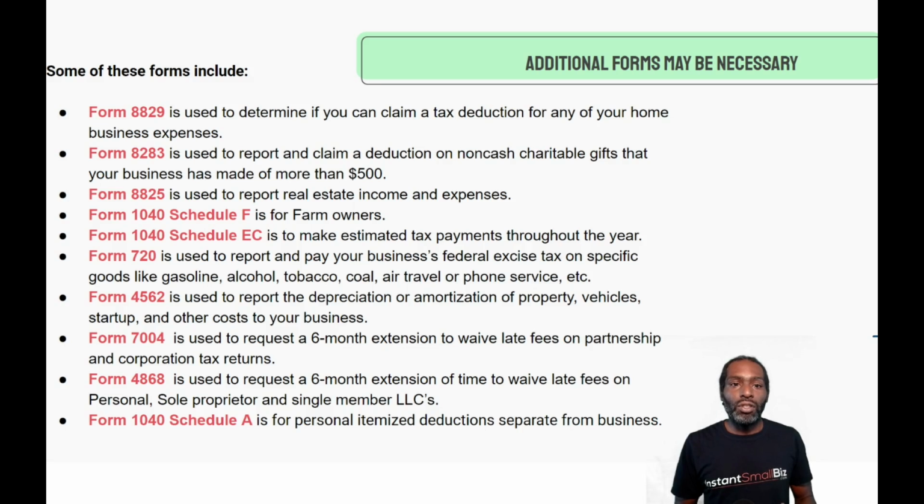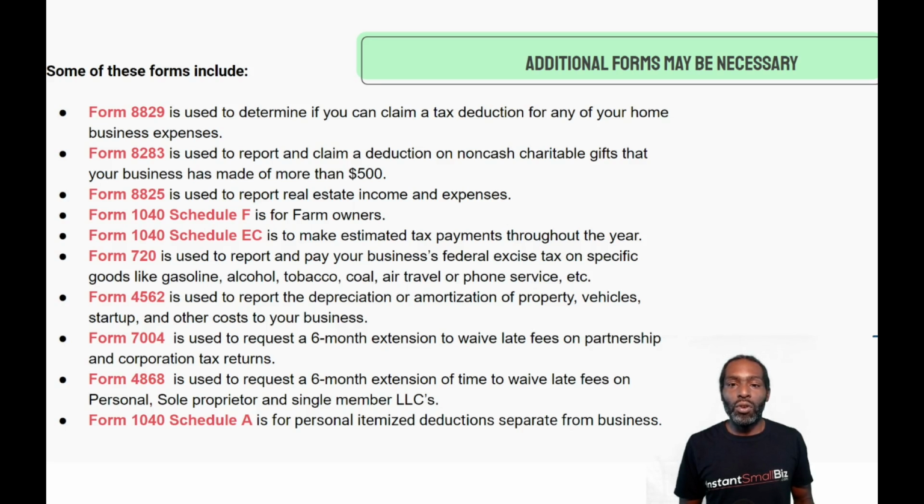All right. A couple of schedules: Schedule F and Schedule ES. Again, depending on your situation, these are attached to your personal 1040. Schedule F is for farmers. ES is to help you make your estimated tax payments throughout the year. Once it starts to get complicated and you start making money, you want to be prepared for that.